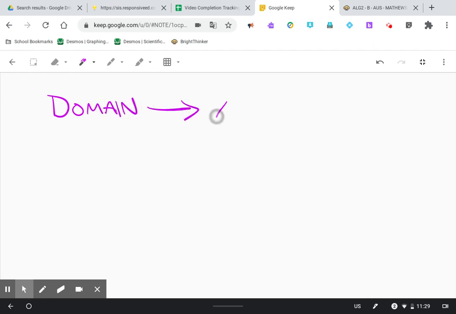So the domain is talking about the x values, and it refers to the left to right limits of that function. So the domain is a way of saying what x values are in this function, or on the graph, how far does it go from the left to the right. Whereas the range is a way of saying what are the possible y values, or what are the up and down limits of a function.